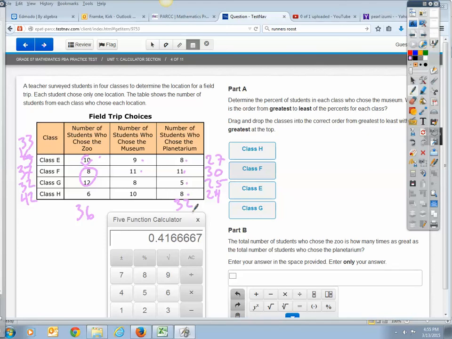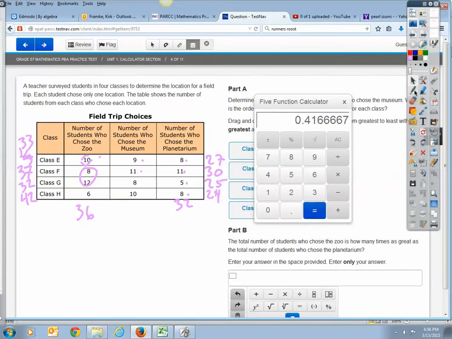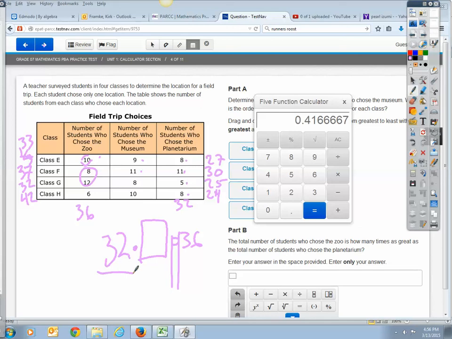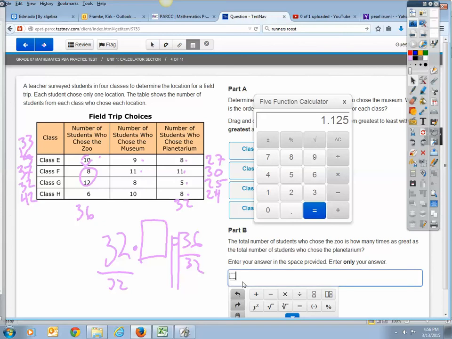And it says the total number of students who chose the zoo is how many times greater. It's not a whole lot greater here, folks, is it? But they want us to figure that out. So in other words, they're saying 32 times something is going to equal 36. Well, how do I figure that out? I divide by 32, divide by 32, and so I get 36 divided by 32. I get 1.125, and so that's what I have to go in your answer blank. 1.125.